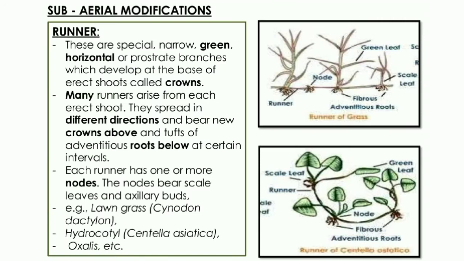These runners are special narrow green horizontal or prostrate branches. You can see a small branch in the diagram. Looking at the first diagram, here we can see one node, and you can see the next node. This long internode between them is called a runner. Look at the diagram properly. The long internode is called a runner, and it is somewhat thicker than the other internodes present in the vertical shoot.